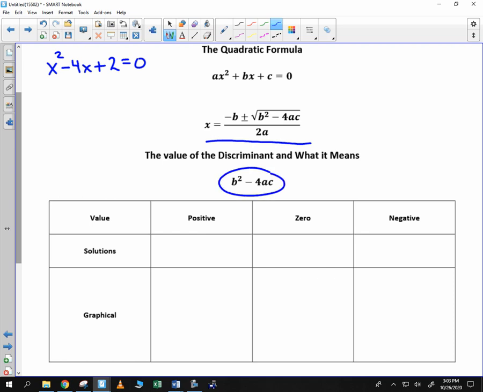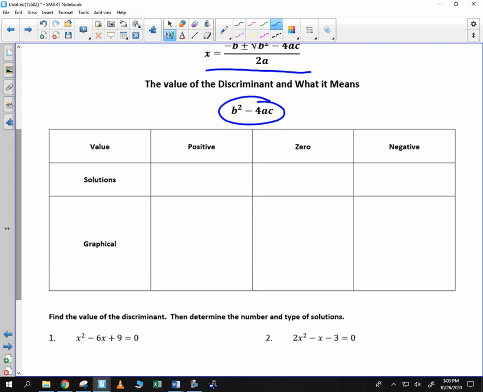It's the part underneath the square root sign. And if the part underneath the square root sign, the discriminant, is positive, that means that there are two real solutions. So that means that the parabola would actually cross in two places. Those would be the two spots where it crosses the x-axis.